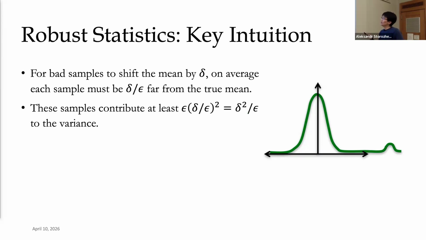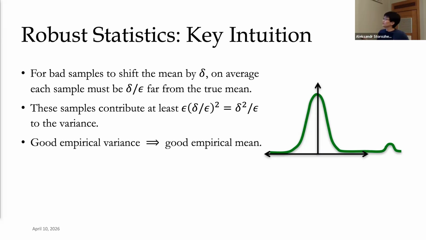But once I do that, they will create a bigger impact on second moments, right? Because the second moment squares them and then weights them by epsilon. So to change my mean by delta, I need to change the variance by delta squared over epsilon. You can already tell that, for example, when delta is constant, if I want to move my mean by 0.1, then I need to move my variance by roughly 1 over epsilon, which is very large. That I can detect, right?